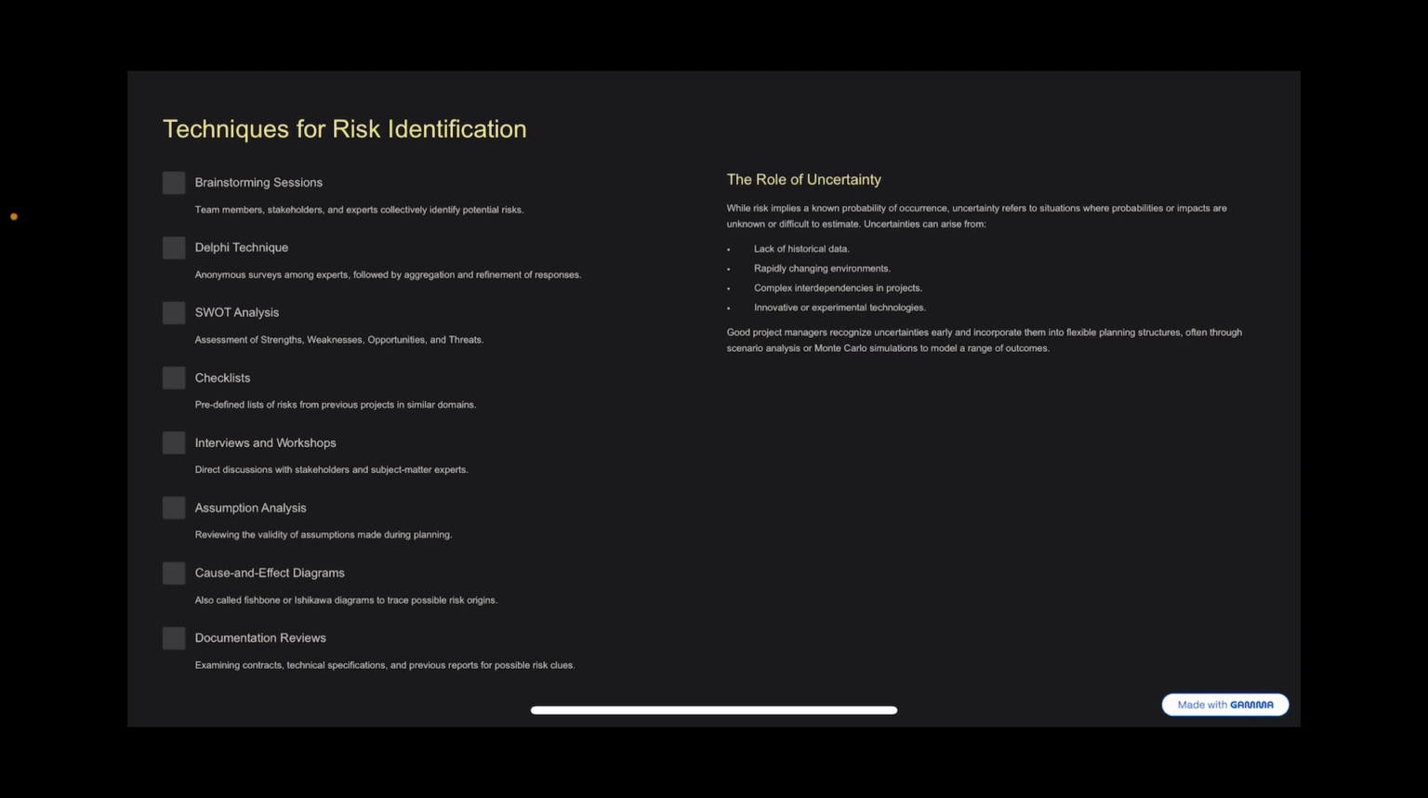Now, what are the roles of uncertainties in a project? While risk implies a known potential probability of occurrence, uncertainty refers to a situation where probabilities or impacts are unknown or difficult to estimate. Uncertainty can arise from: one, lack of historical data; two, rapidly changing environments; three, complex interdependencies in projects; four, innovative or experimental technologies.